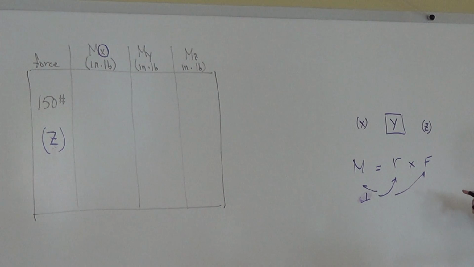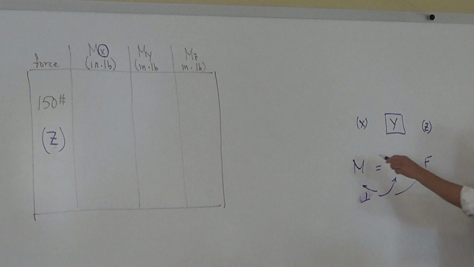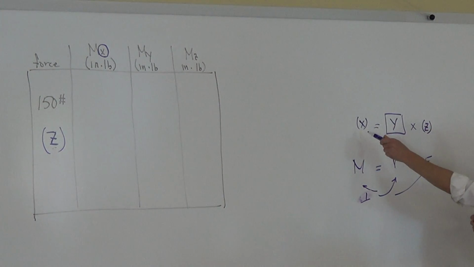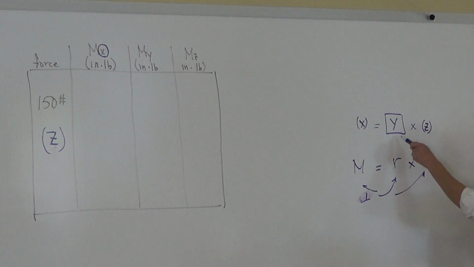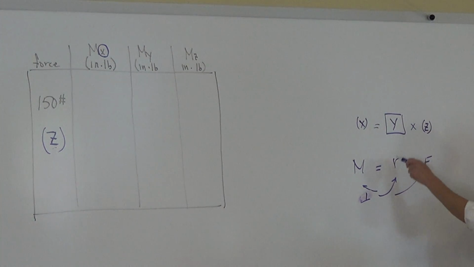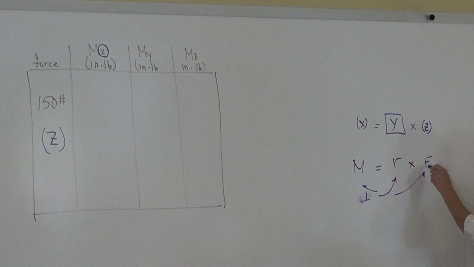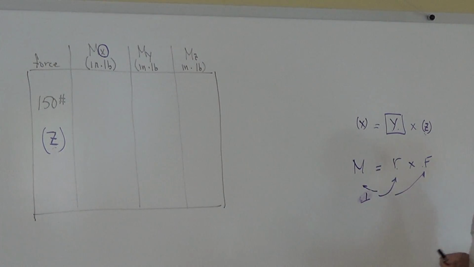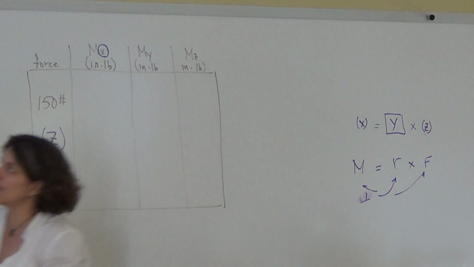Did everybody see this? The rule is when you do a cross product, the solution to the cross product has to be perpendicular to the direction of the two vectors. If r is in the y direction and F is in the z direction, the vector that's perpendicular to both y and z is x. Okay, so that's one way to think of it. The other one is to view it and look at it.